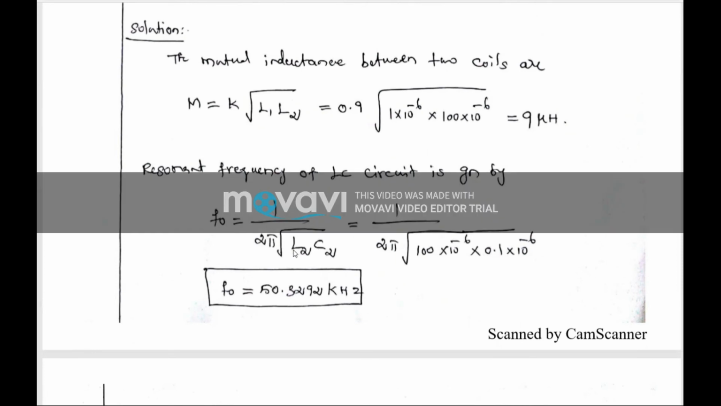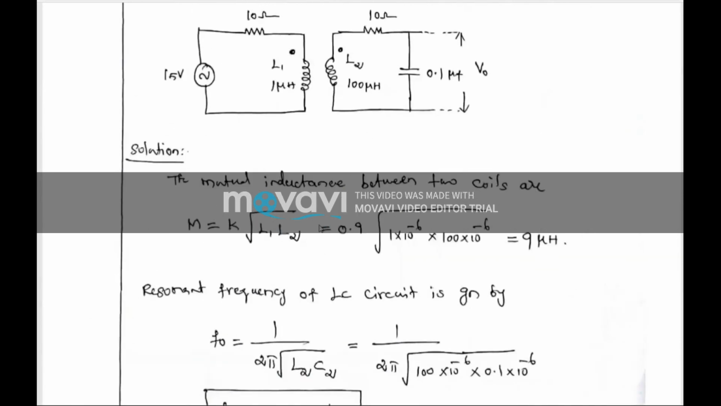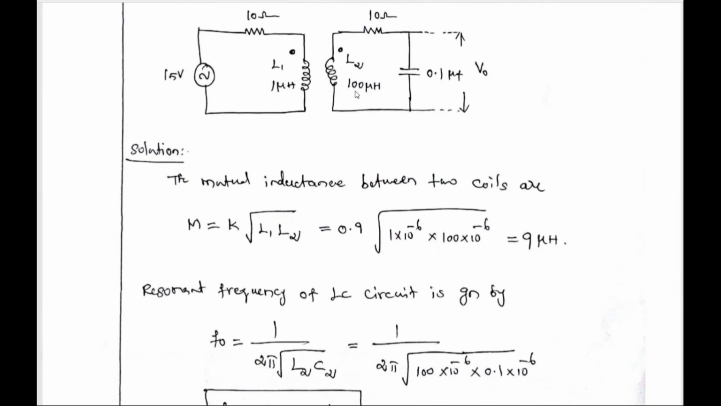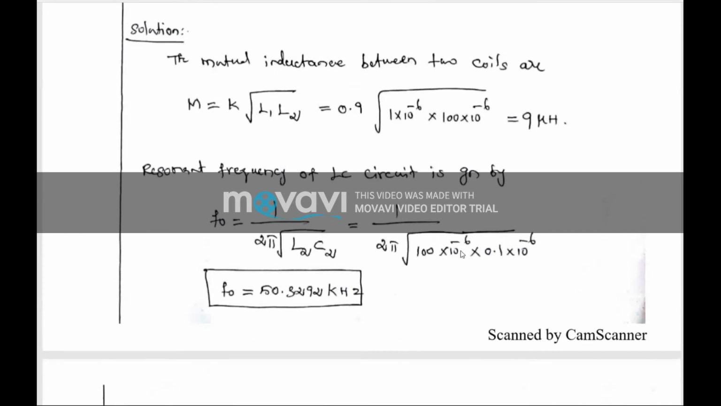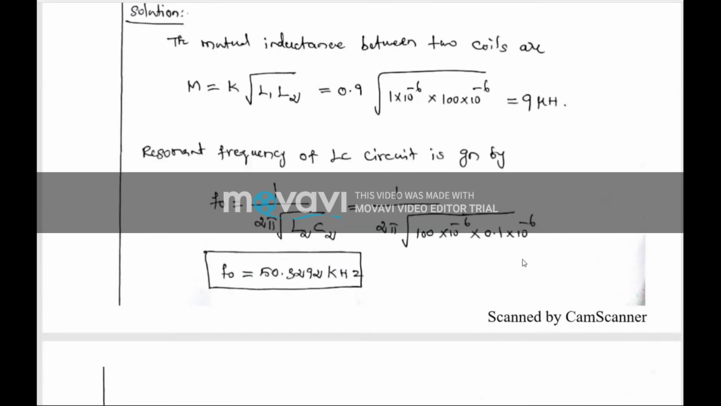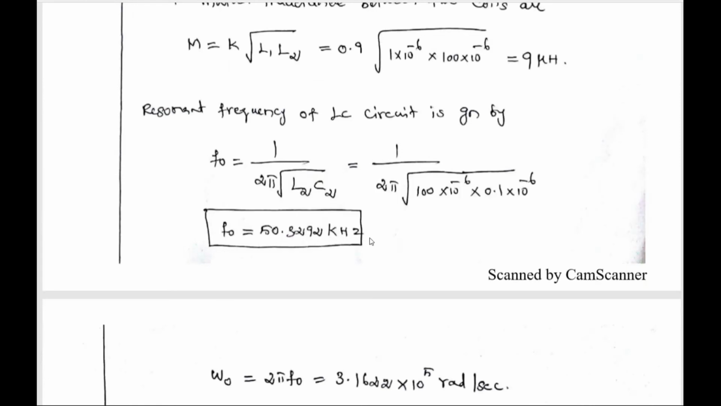So substitute the values of L2 and C2. What is L2 in the given diagram? 100 microhenry. Micro means 10 to the power minus 6, so 100 into 10 to the power minus 6. Similarly, the capacitor C2 is 0.1 microfarad, so 0.1 into 10 to the power minus 6. We substitute the values of L2 and C2 and find the answer. This is the resonant frequency in hertz. So we will get 50.32 kilohertz.